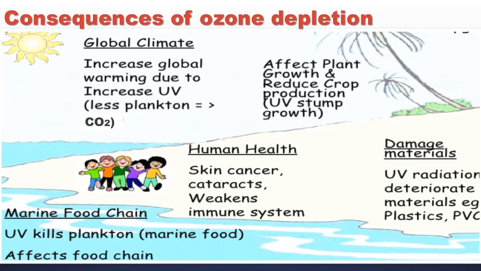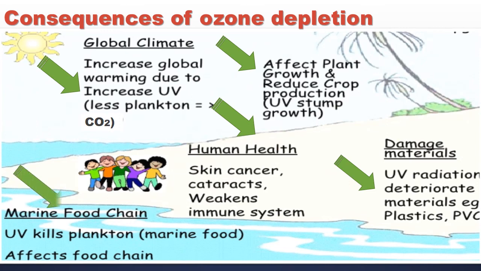Now let's see some of the consequences of ozone depletion. Due to ozone depletion, UV rays directly enter the Earth's atmosphere. This results in global climatic changes. It also affects plant growth and reduces crop production. UV radiations deteriorate materials like plastics and PVCs. UV radiations also affect human health. This causes skin cancers and cataracts. It also weakens immune system. UV radiations kill planktons and disturb food chains.